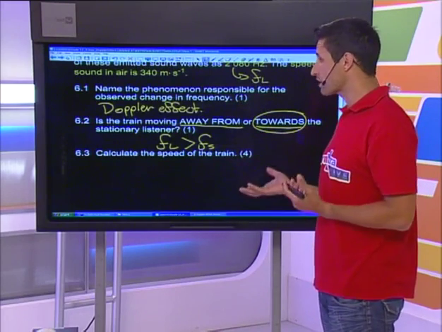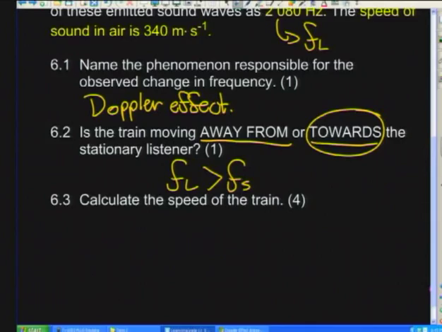Now, this is where the marks come in. It says, calculate the speed of the train.